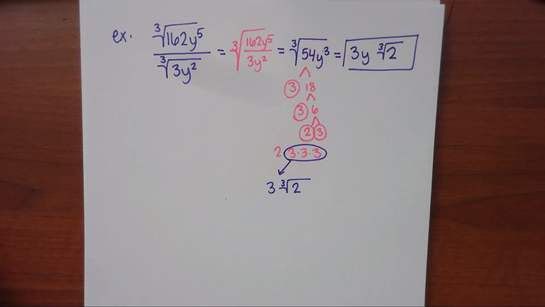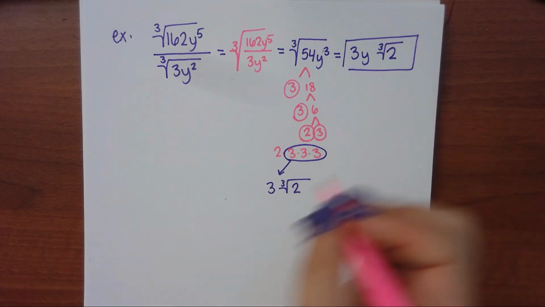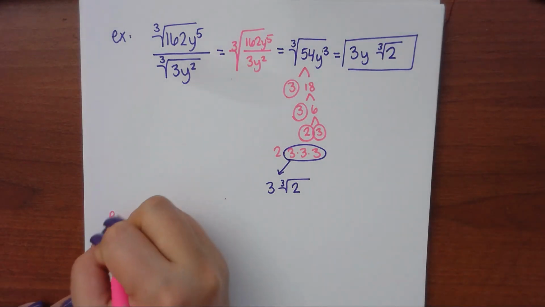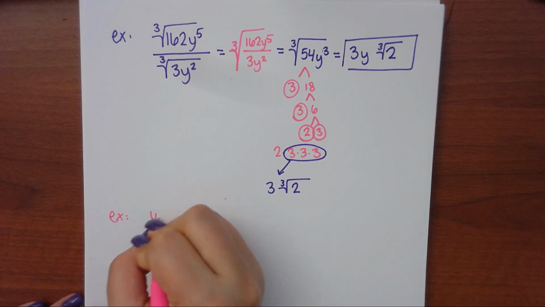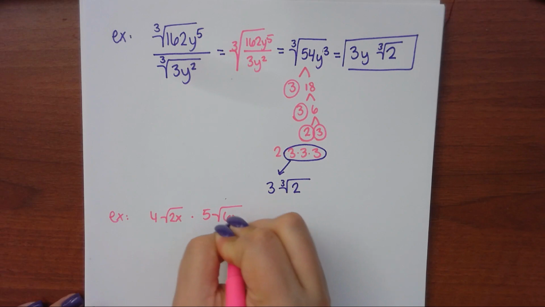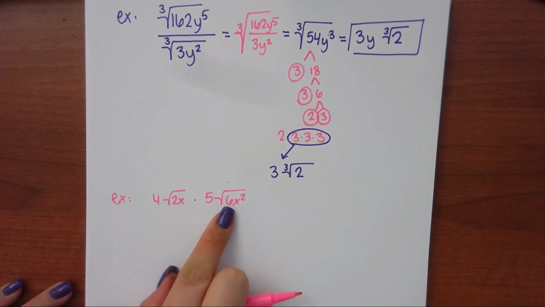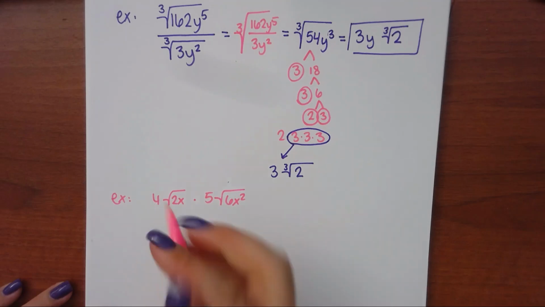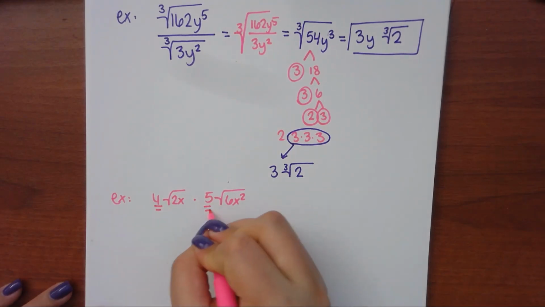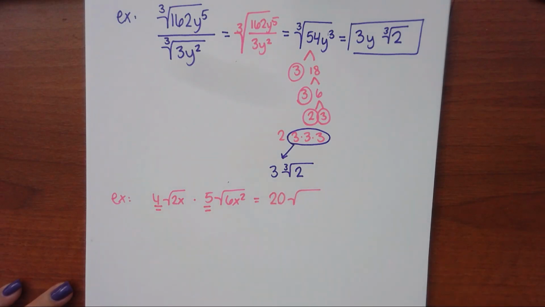On top of this, I want to make sure that you know that if you have something like this, and you're multiplying it, 4 square root of 2x times 5 square root of 6x squared, because the indexes are the same, we can still multiply the numbers out front. So 4 would just multiply to 5. And then my answer would be 20, and then whatever that square root gives me.